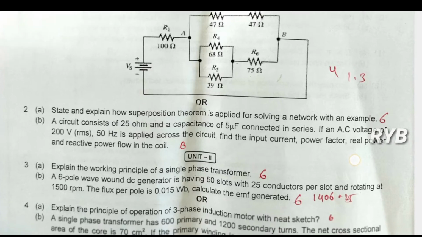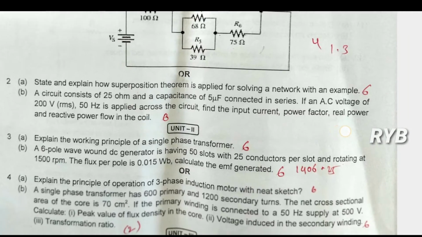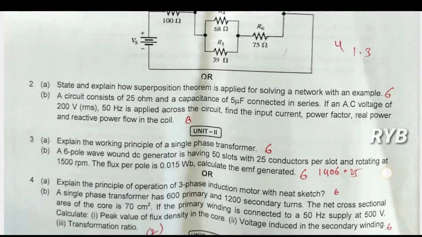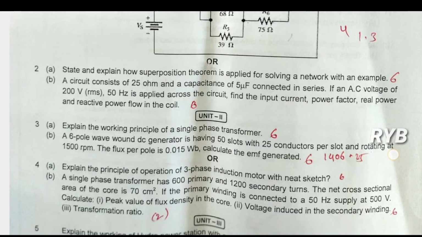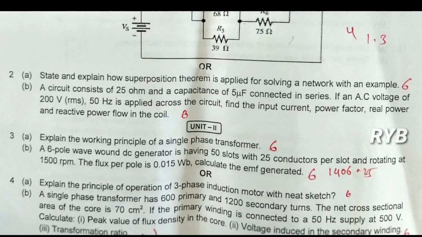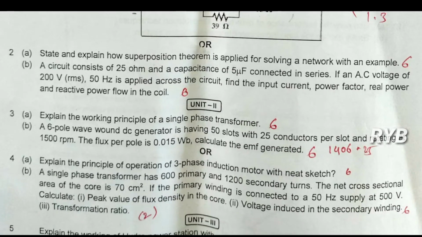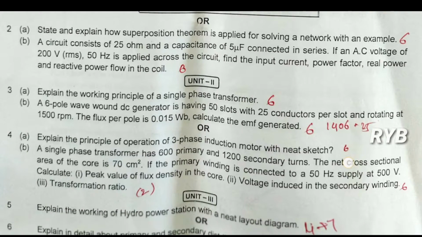Coming to unit 2, explain the working principle of a single phase transformer. What is the principle of a transformer? Mutual induction it is. Then a 16 pole wave wound DC generator having 50 slots, that is the 2B question. Simple question they asked in unit 2: the working principle of a transformer, by taking one diagram we have to explain. The answers will be revealed after this entire question paper discussion.